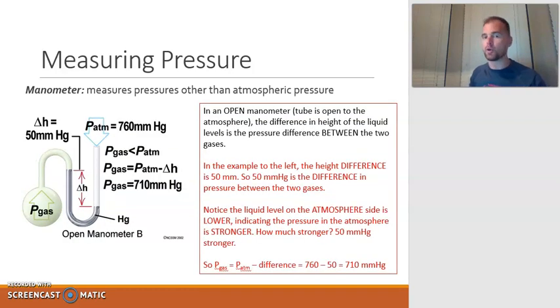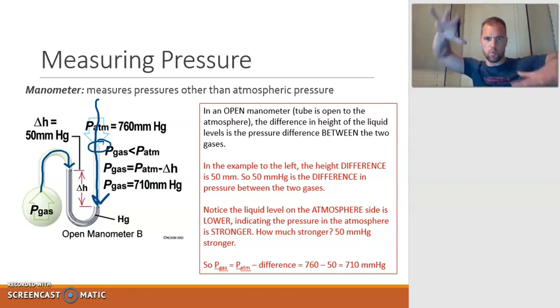An open manometer, which actually is a lot more common, is a little bit different. So an open manometer is one in which the tube is open. So not only do you have the pressure of the gas in the tube, but you also have the pressure of the atmosphere. So this gas here is filling the tube and it's pushing down on the liquid here. But the pressure of the gas in the room, the atmospheric pressure, is also coming in and pushing down. So there's like this tug-of-war.